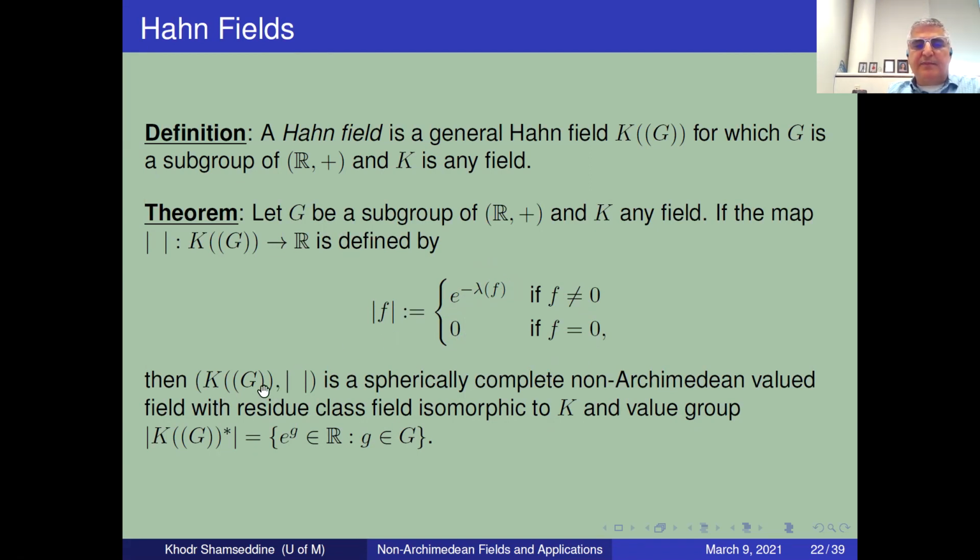And the field becomes a spherically complete, non-Archimedean valued field with residue class field isomorphic to K and value group of the form e to the G. So with respect to this valuation, the Hahn fields are always spherically complete.